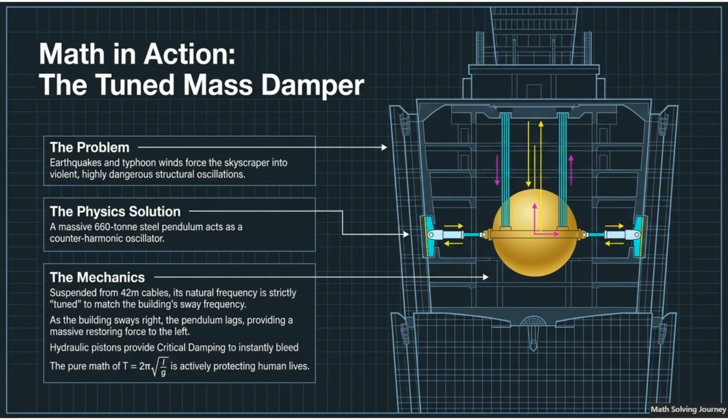A key application of this math is the tuned mass damper, used in skyscrapers to counteract dangerous structural oscillations from earthquakes or wind. A massive pendulum, tuned to the building's sway frequency, provides a massive restoring force, while hydraulic pistons provide critical damping to instantly bleed energy.